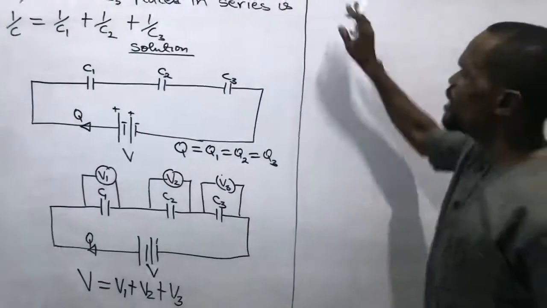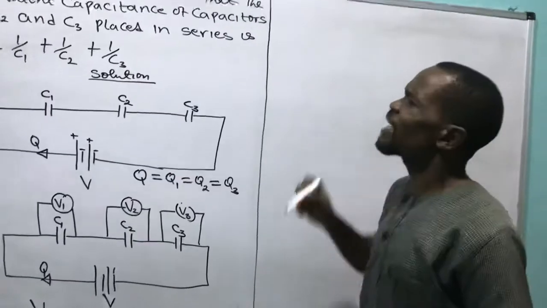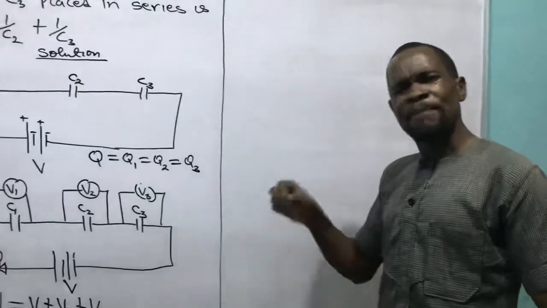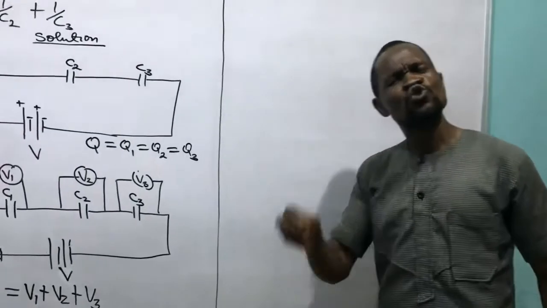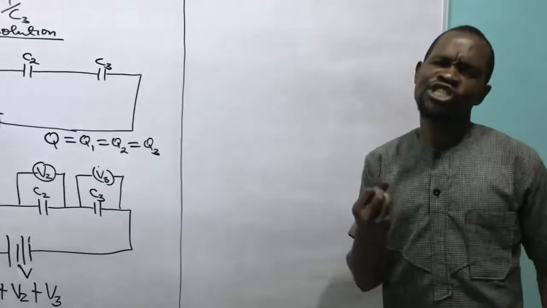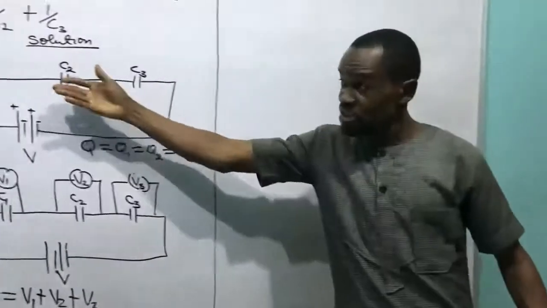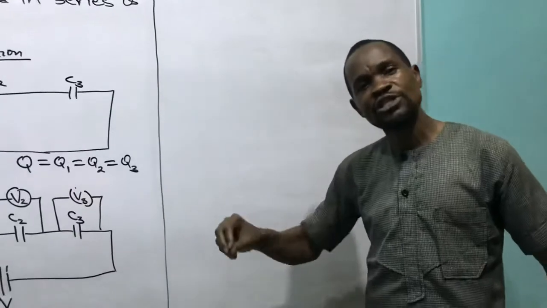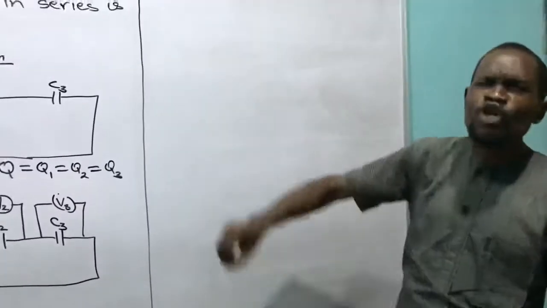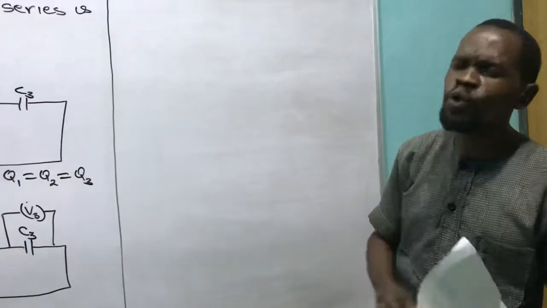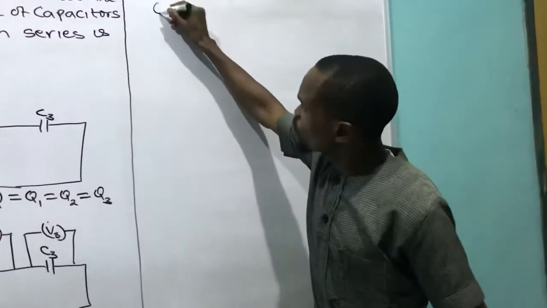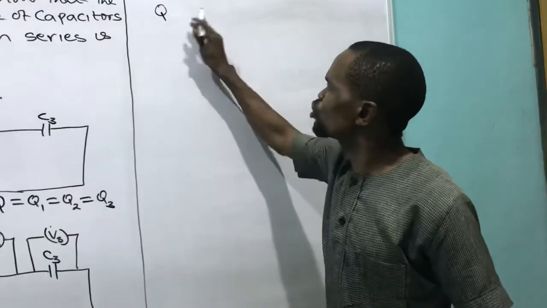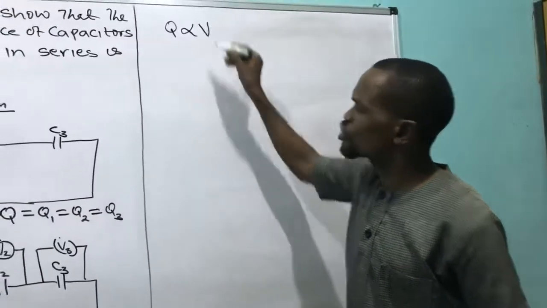Before we go on, you remember, what is a capacitor? Let us go into what a capacitor is. We have seen this. What is a capacitor? It is a device used to store electric charge. The capacitor we are dealing with now is a device used to store electric charge, and the quantity of charge which that capacitor will store, Q, is directly proportional to the voltage supply.